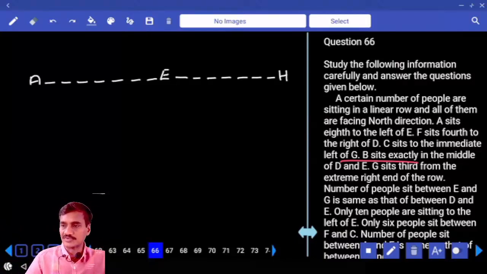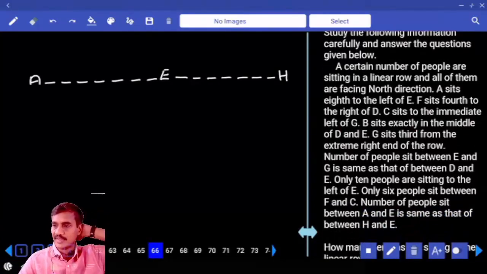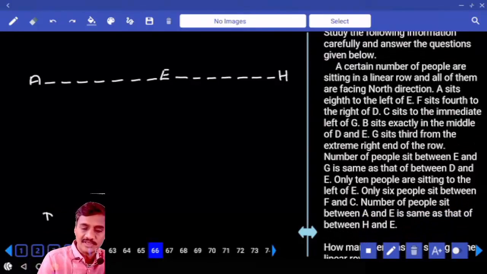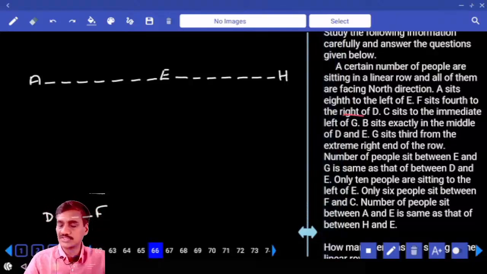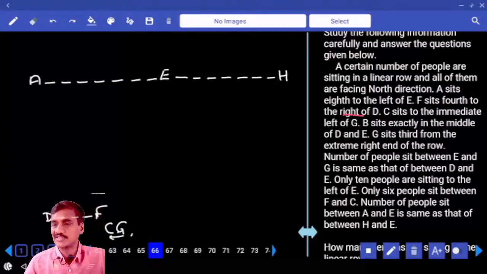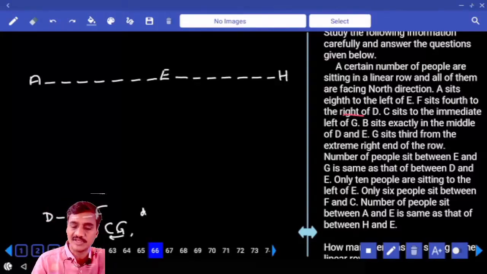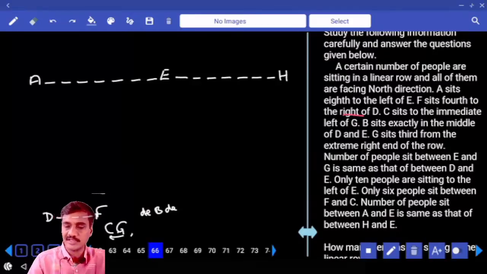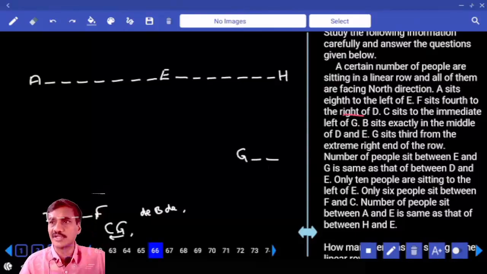Right? Next: A sits 8th to the left of E, and F sits 4th to the right of D. F is 4th to the right of D, and C sits to the immediate left of G. Where is this C? C is to the immediate left-hand side of G. That means C and G are adjacent to each other. And B sits exactly in the middle of D and E. B is exactly between D and E. And G sits third from the right end of the row. Where is this G? G is third from the right end of the row. How many persons are there to the right-hand side of G? Exactly 2.